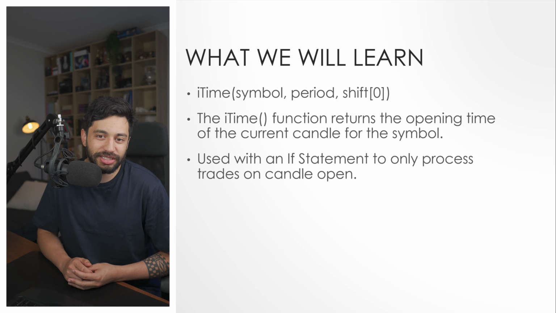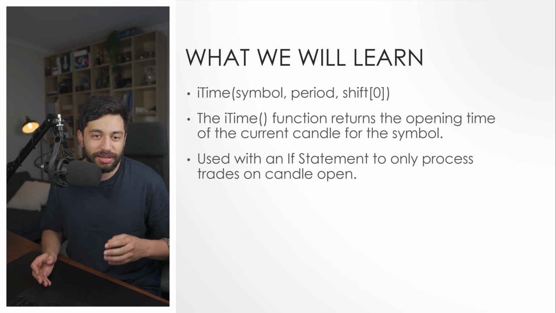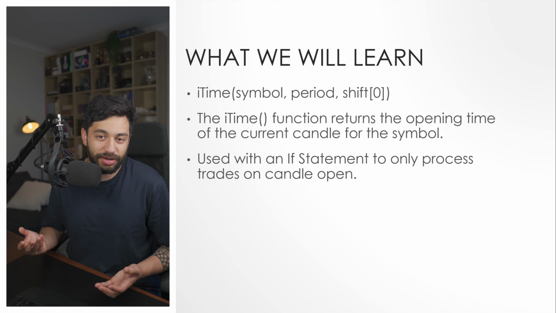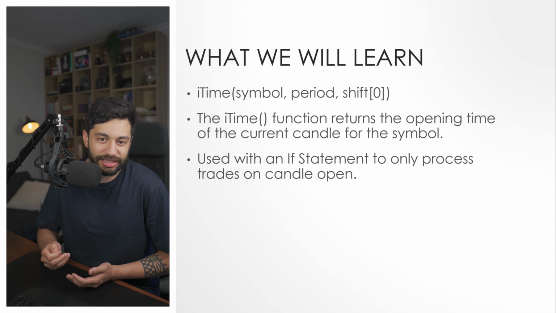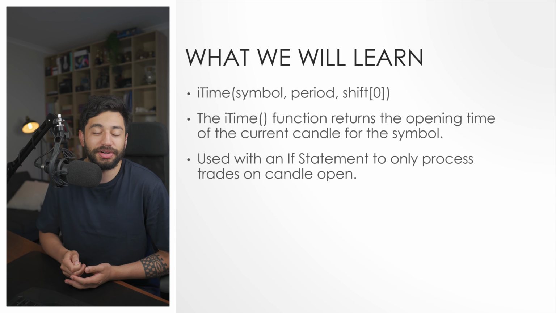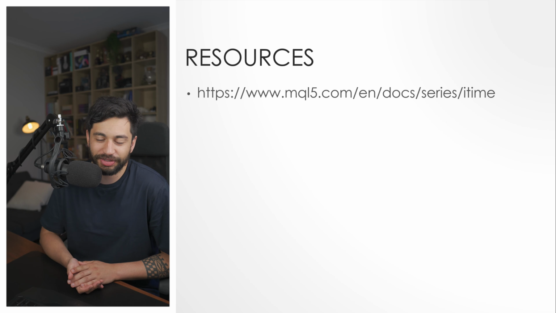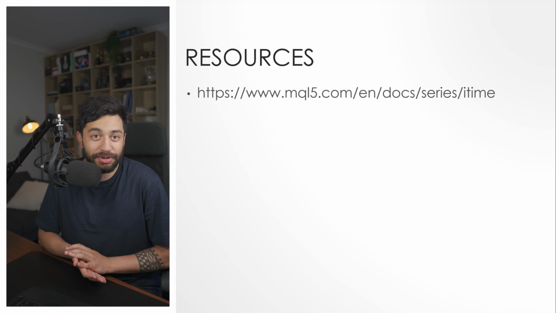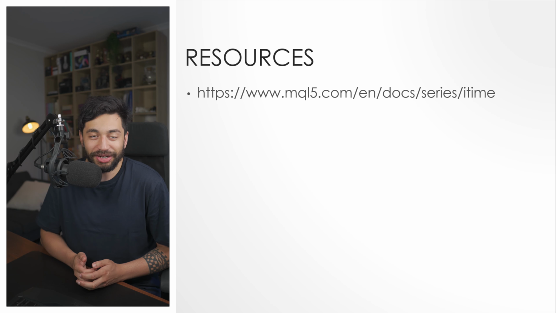So the iTime function returns the opening time of the current candle, which is again candle number 0. If you're doing a translation, then you can put in the previous amount of candles that you want. However, we're just going to be looking at the current candle for the particular symbol that you are trading. This is going to be used with an if statement so that we can only process trades based on the current candle opening. So that's what we're going to be doing today, and here is the reference for the iTime. It's going to be a relatively quick video, particularly because we spent an hour in last week's video looking at how to code in indicators, so hopefully this is going to be short and sweet.